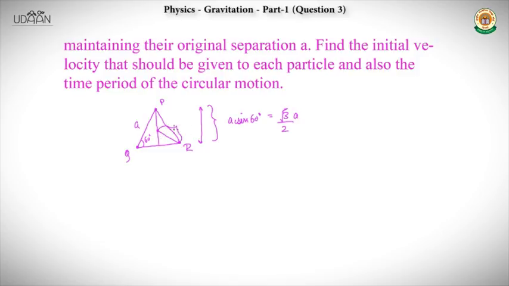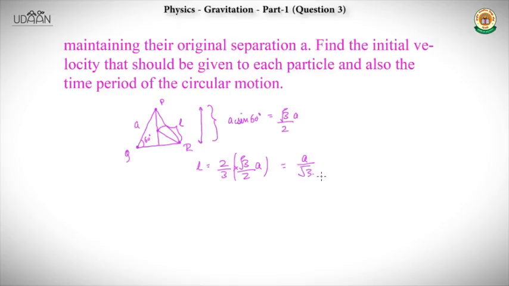So for this, we'll have to find this length. Let me call it L. So L would be 2 upon 3 into root 3 upon 2 A. This is the length of the median, and this will be 2 upon 3 times of it, because this point divides the median in 3 equal parts. So this would come out to be A upon root 3.